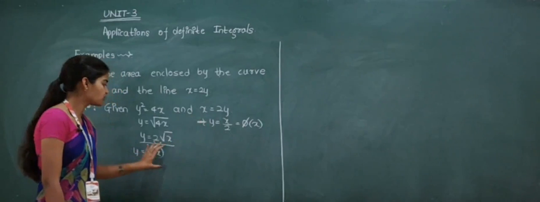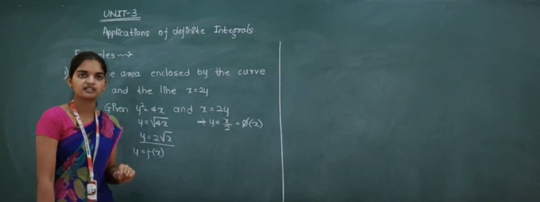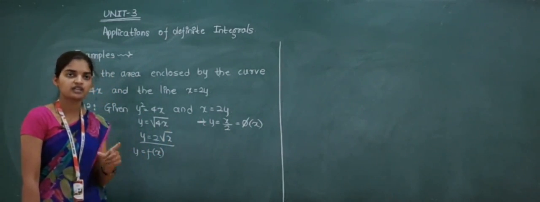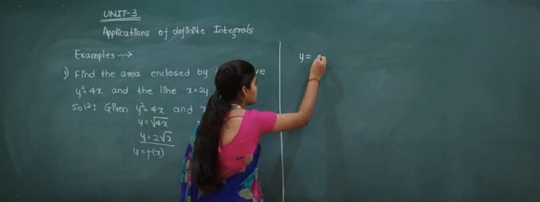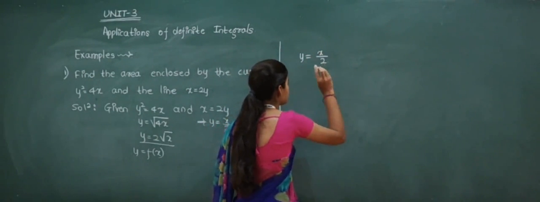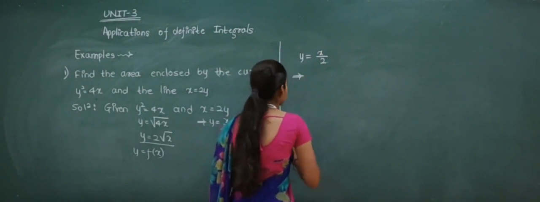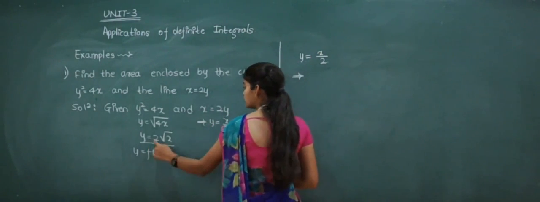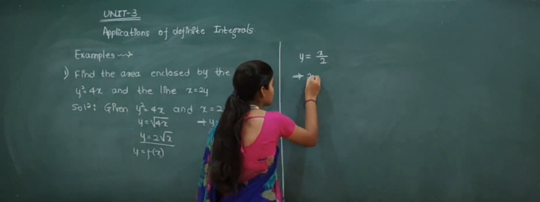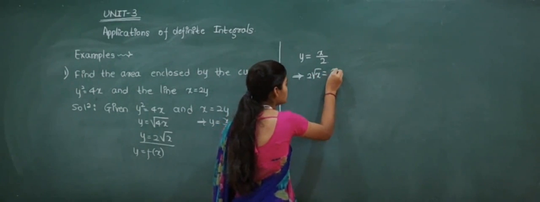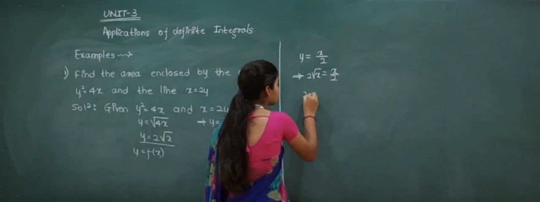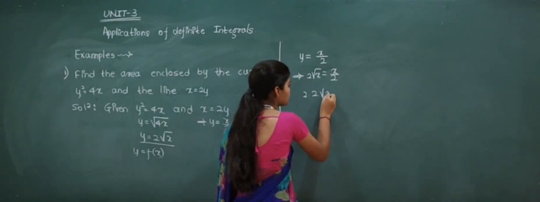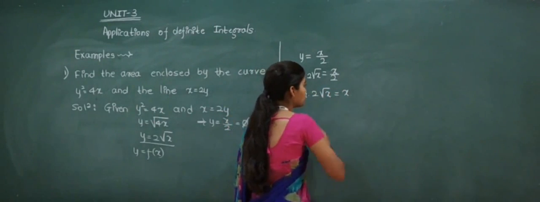Now from these two equations, next we have to find the limits. What is a and what is b? So let us take that. Any one equation we will consider. Y is equal to x by 2 I will consider. Then see here y is equal to 2 root x is there. So substitute that: 2 root x is equal to x by 2. Yes, then taking 2 to this side, that is 2 into 2 into root x is equal to x.